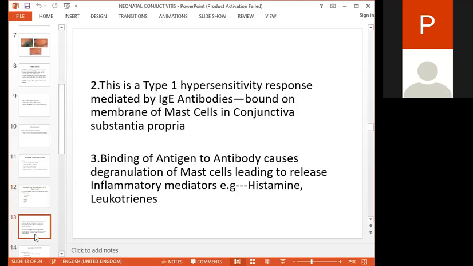And this is a type 1 hypersensitivity response mediated by IgE antibodies bound on the membrane of the mast cells in the conjunctiva and substantia propria. Binding of antigen to antibody causes degranulation of the mast cells, leading to release of inflammatory mediators, which are histamine and leukotrienes. These are the ones now which cause the irritation.